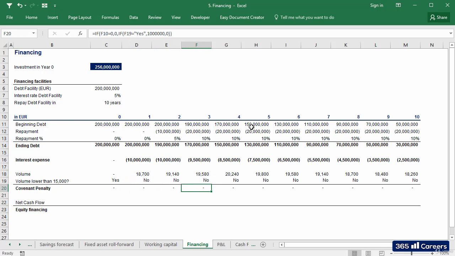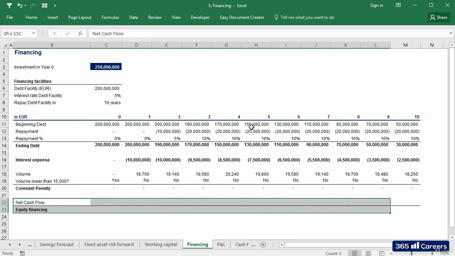To calculate equity, we must calculate the firm's net cash flows, because if cash flows become negative at a certain point in time, the company must increase its equity investment. This will do for now.